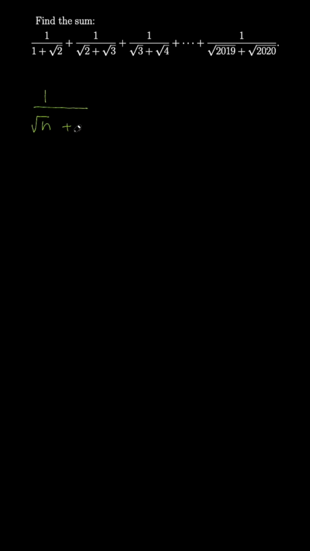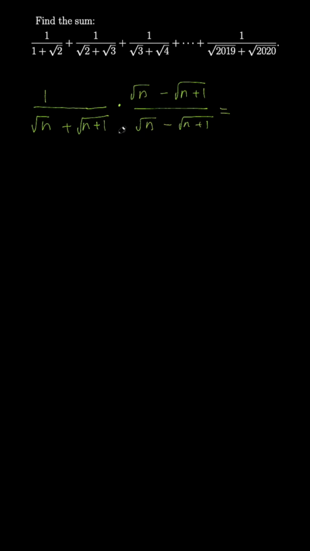And since we have some square roots in the denominator, we are going to multiply. So this is our general term here. If you multiply it by its conjugate, so conjugate means you are multiplying both numerator and denominator by square root of n minus square root of n plus 1. So what happens is the following.